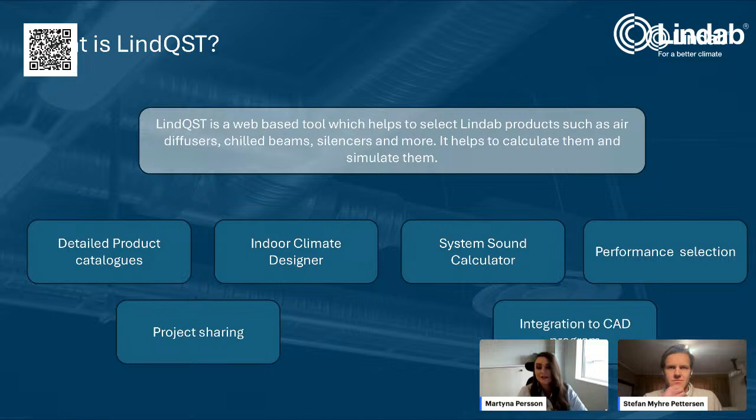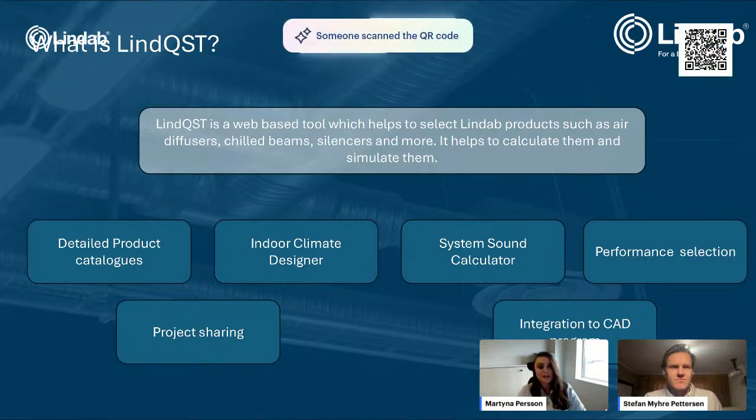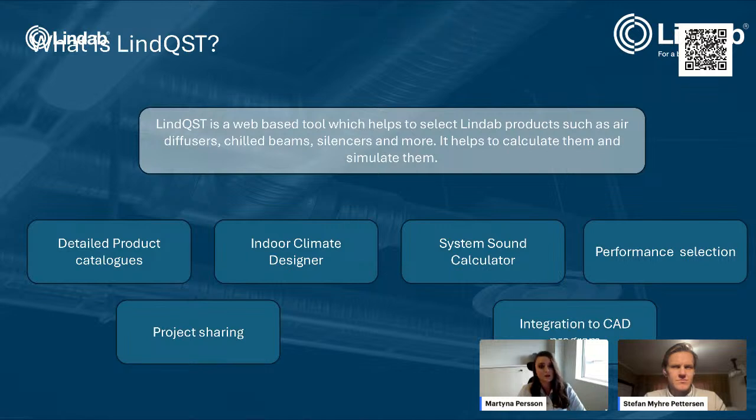So in Linkwest, you can find detailed product catalogs and different kinds of documents that are available for each product. You can use our indoor climate designer where you can simulate the products. There is a system sound calculator that allows you to see the sound results. You can select the products based on the performance. You can also share your Linkwest project with others. And we have an integration to CAD programs such as AutoCAD and Revit, where you can export the 3D models to your drawings in our CAD platform.